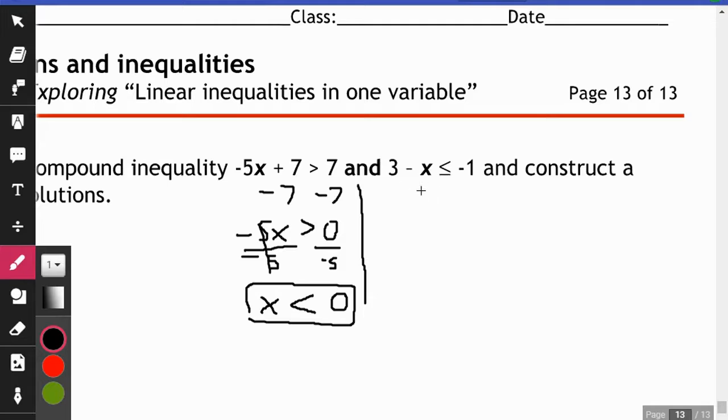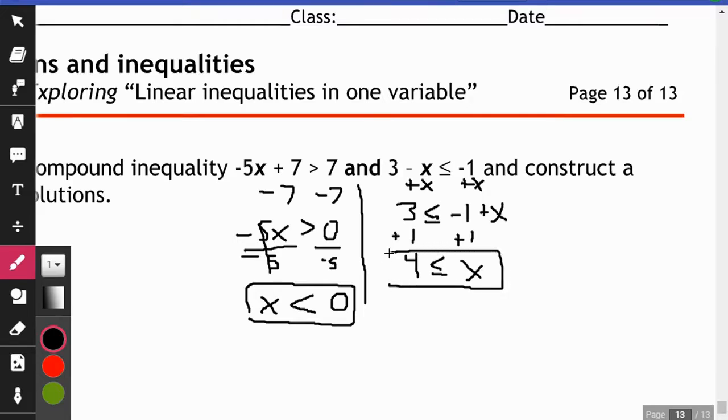Okay, over here we've got, let's see, I'm gonna add an x because I feel like it. Add x. That's going to give me 3 less than or equal to negative 1 plus x. Now I need to get rid of the negative 1s. The x is alone. I'm going to add a 1. I get 4 less than or equal to x. That's how it's done, my friend.